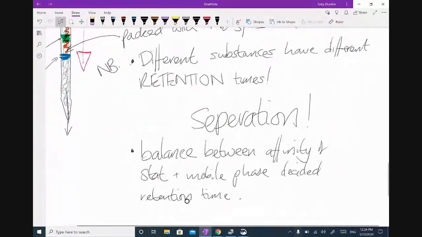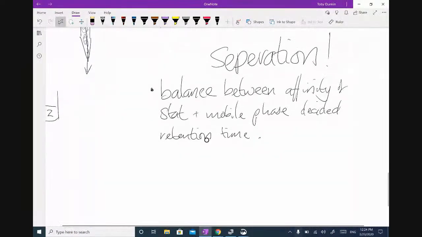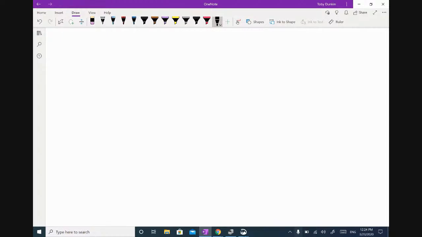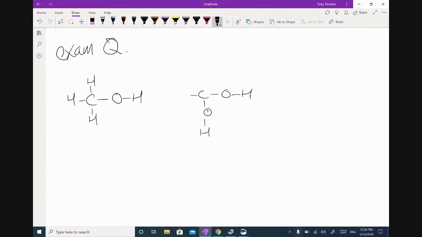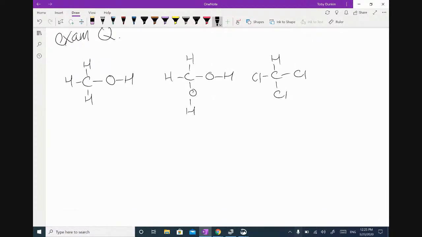So the next thing is, how's this going to appear to you in the context of exam questions? In reality, they're going to give you something like this: methanol, methane diol, and trichloromethane. Let's put it in as trichloro to make it a liquid. That's chloroform, trichloromethane. So the question now is, they're going to say to you, who has the greatest retention time? Explain retention time and why.